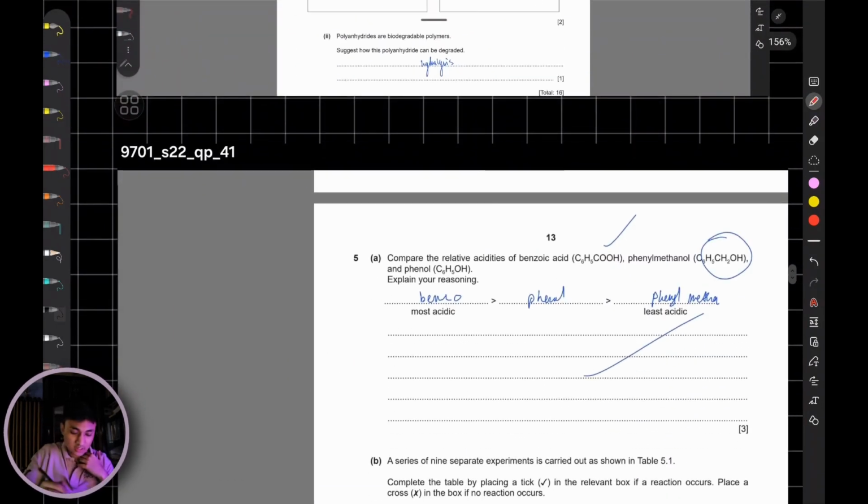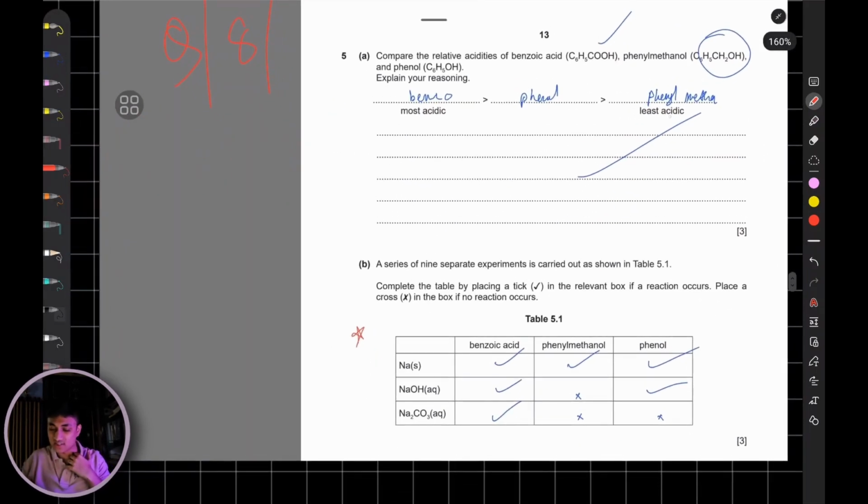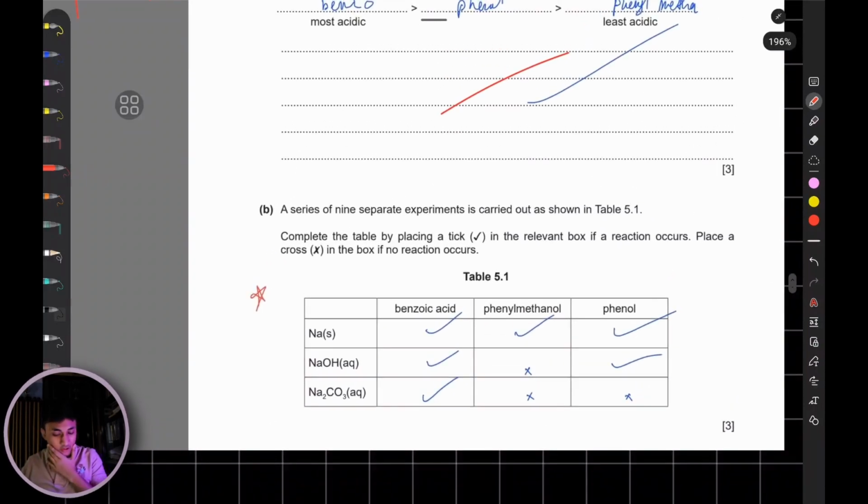Moving on, question 8, Q8. Now, question 8 is telling you, this is easy. Part B is telling you a series of 9 separate experiments if carried out as shown in table 5.1. Complete the table by placing a tick in the relevant box if a reaction occurs, place a cross in the box if no reaction takes place. So basically, they've given you a bunch of reagents with acids. Yeah, acids. They're telling you if the reactions will take place.